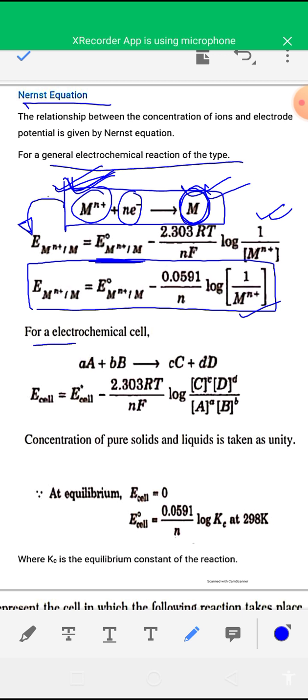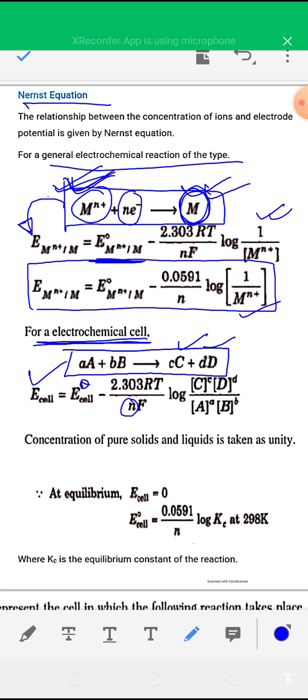Similarly, for a cell reaction, if the cell reaction is aA + bB → cC + dD, the EMF of the cell, E cell, will be equal to E0 cell, the standard cell potential, minus 2.303RT/nF, where n is the number of electrons involved in the cell reaction, into log of the concentration of products divided by the concentration of reactants.